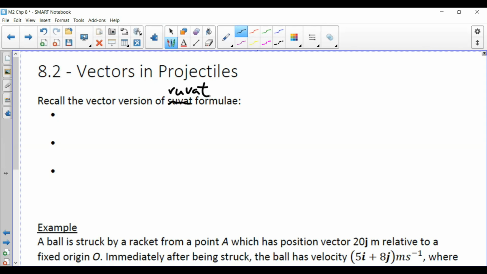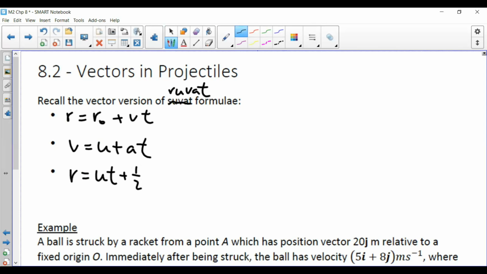Right. So the first one that you should recall is r equals r naught plus vt. Remember, v is a constant velocity, so you can't use this without the word constant velocity. The next one is v equals u plus at. And one is r equals ut plus a half at squared. Okay, right. So next we talk about position relativity.